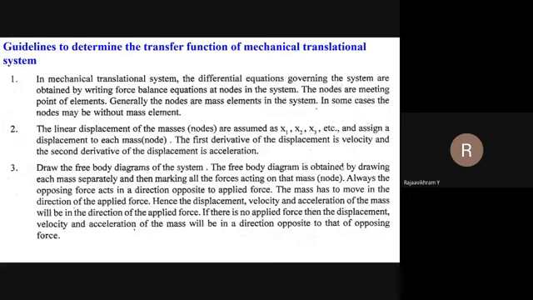What is the objective? A mechanical translation system will be given. Based on the system, you have to find the transfer function, that is the Laplace transform of the output divided by the Laplace transform of the input.